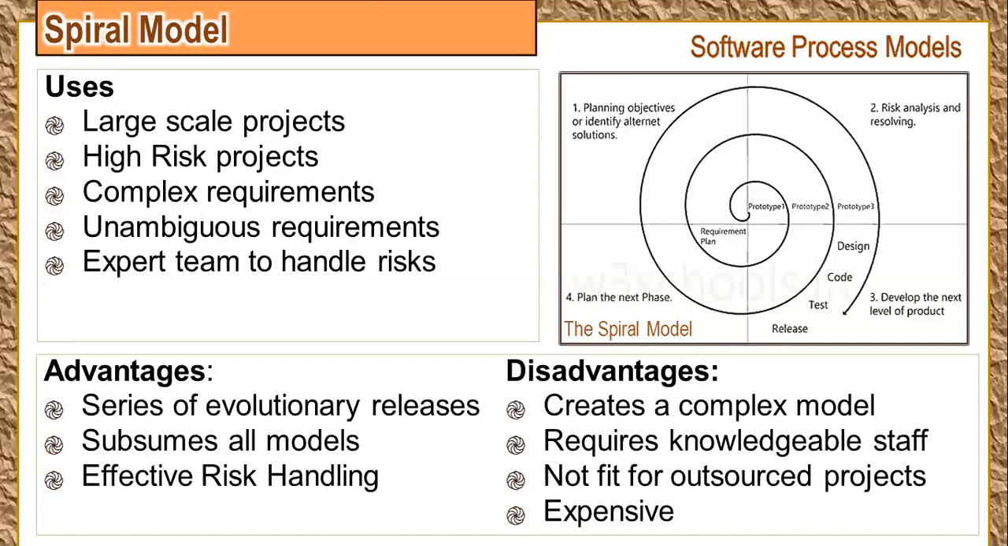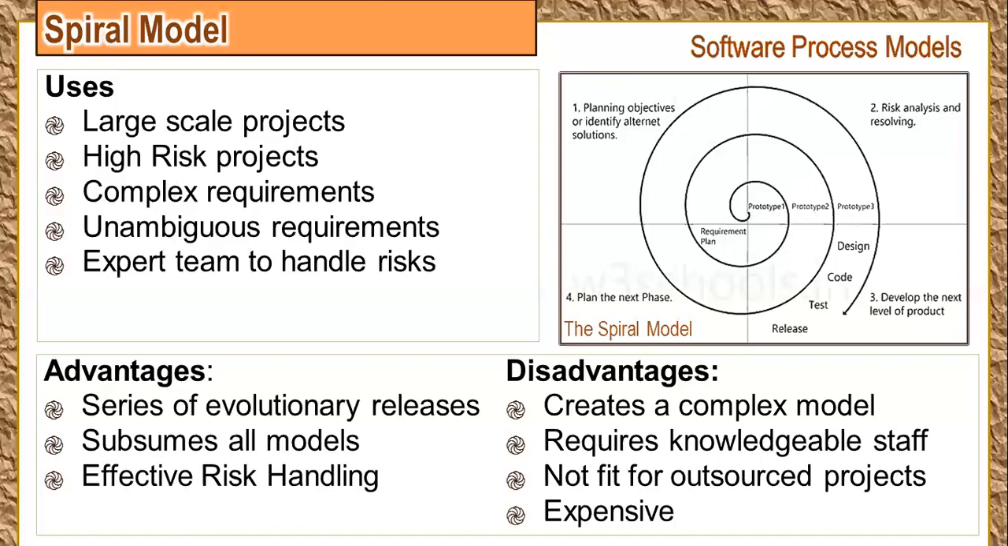Your requirements should be unambiguous, because if you have ambiguous requirements, your spiral model will not be able to handle them properly. You need an expert team to handle risks, because building prototypes and finding out risks all come with experience, and with experience, you get an expert team.